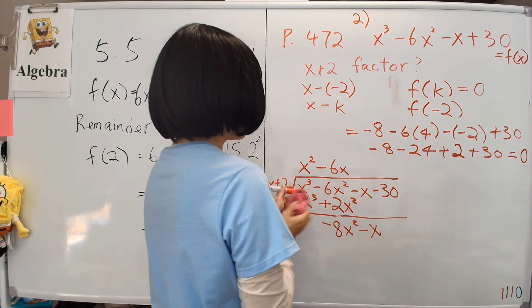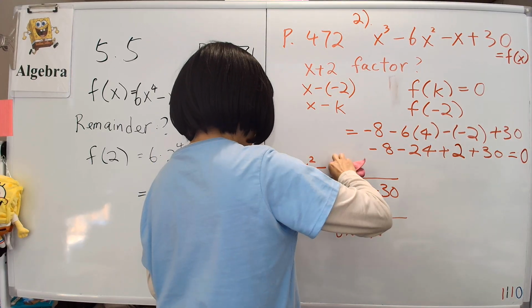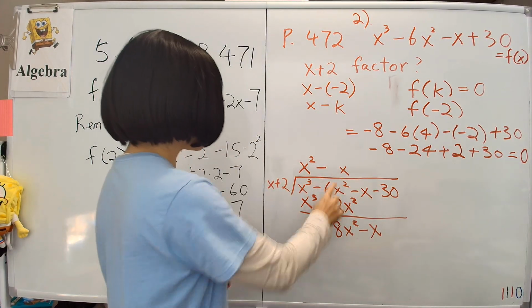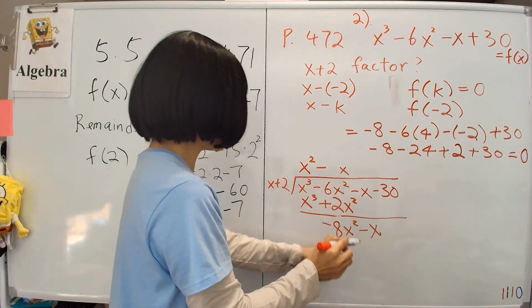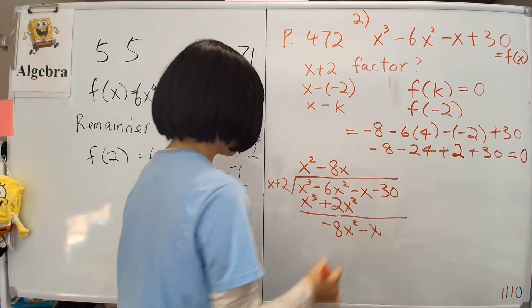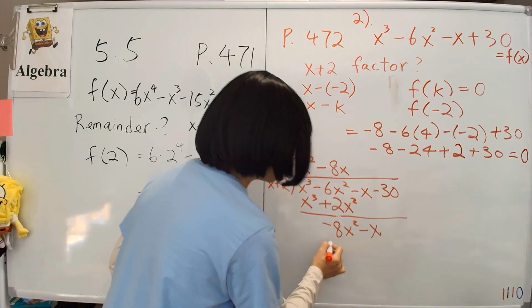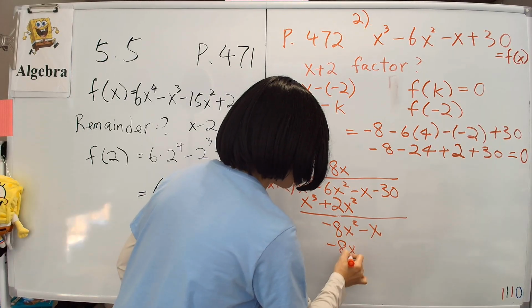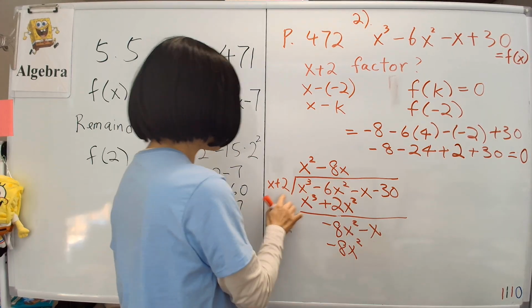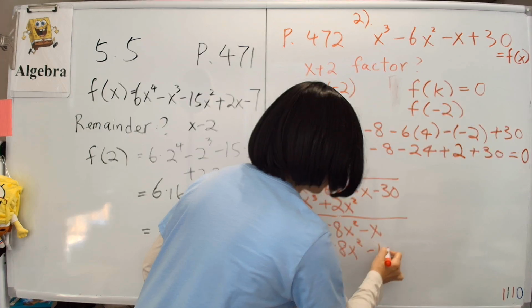Okay, and then let's get rid of this. Okay, this is times, this needs to be that. So minus 8. That's much better. So minus 8 x squared. And then minus 8 times 2 is minus 16x.